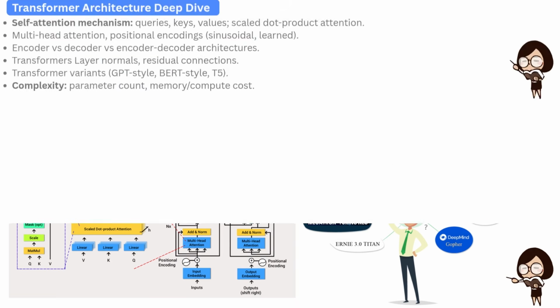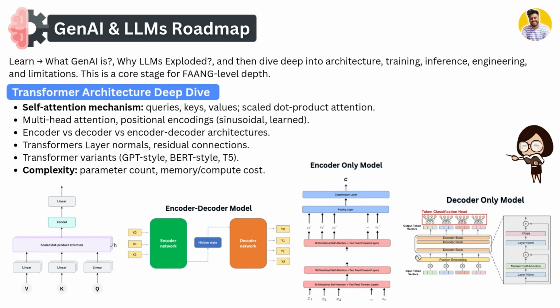Okay, and then go deep into the transformer architectures. Learn about the self-attention mechanism, queries, keys and values, scaled dot product, multi-head attention, positional encoding, and flash attention, along with the encoder and decoder architectures. There are multiple variants of the transformers like GPT style, BERT style, or T5 style as well. And then learn about the complexity of these large language models, like their parameter count that increases the size of the models, and the memory and compute cost as well. Okay, you need to know about their trade-offs as well, that is, when we need which kind of thing for our particular use case.